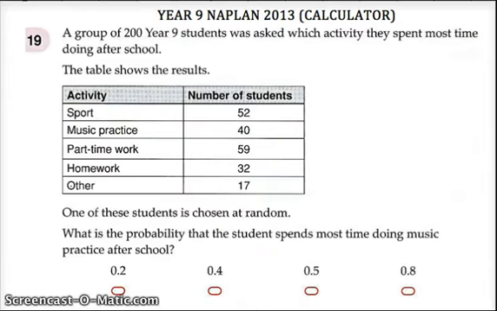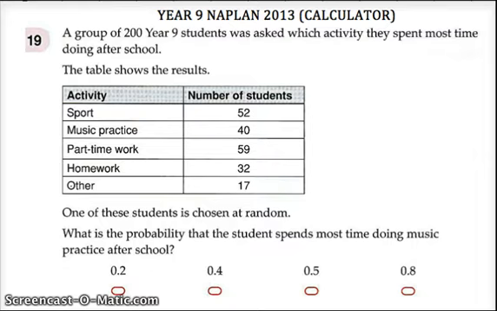Now for question 19 of the 2013 calculator paper. A group of 200 Year 9 students was asked which activity they spent most time doing after school, and the results are shown in the table. One of the students is chosen at random, and the probability that the student spends most time doing music practice after school, that's what you have to work out. So pause the video and try the question.